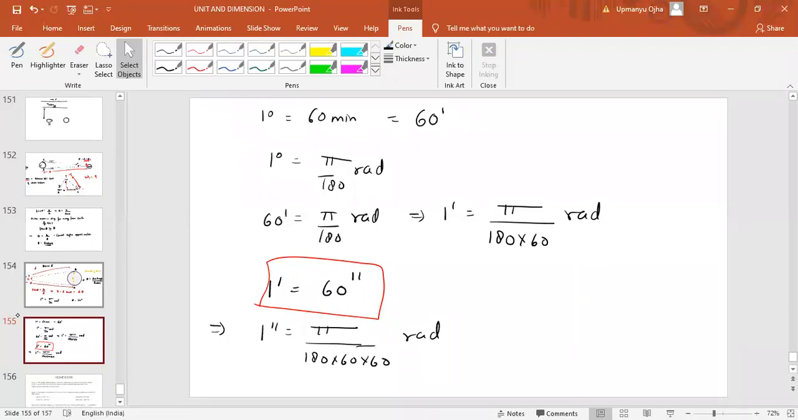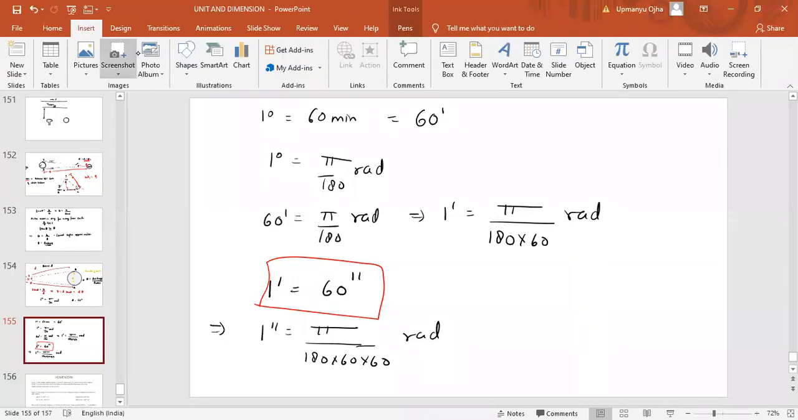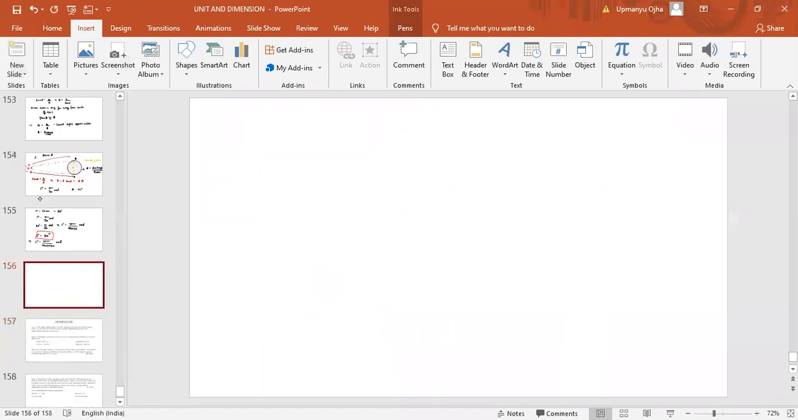Now next, small points are left. The chapter is almost over. Only a small point is there.